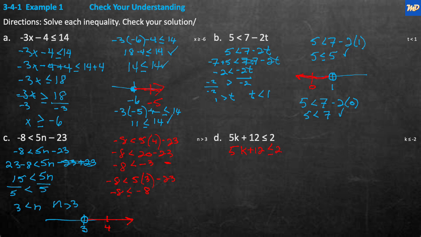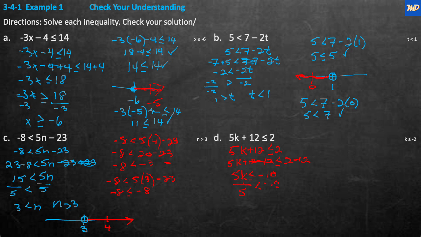We're going to move the 12 to the other side. So we're going to get 5k minus 12. Oh, no, excuse me, plus 12 I'll do first. Minus 12 is less than or equal to 2 minus 12. So now we're going to get these 12s canceling. So we're going to get 5k is less than or equal to 2 minus 12, which is minus 10. Okay, so now we're going to divide both sides by 5. Divide by 5, which is a positive 5, so the sign does not change.